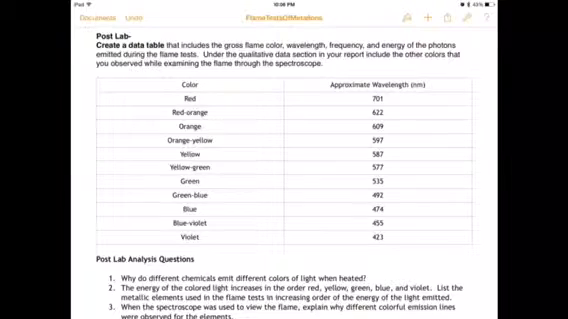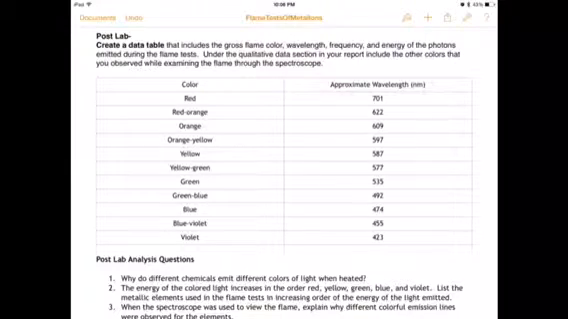As part of your post lab, you need to create a data table that includes the gross flame color, wavelength, frequency, and energy of the photons emitted during each of the flame tests. You will need to create this data table on your own and import it into your Pages document.